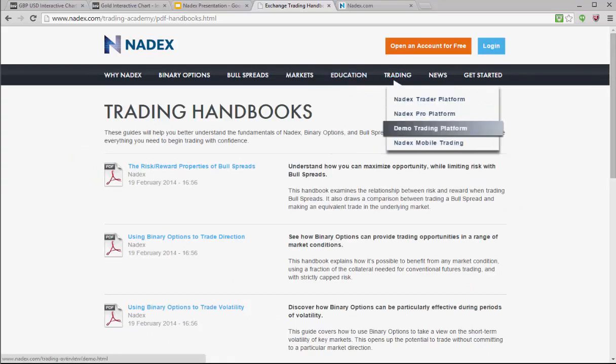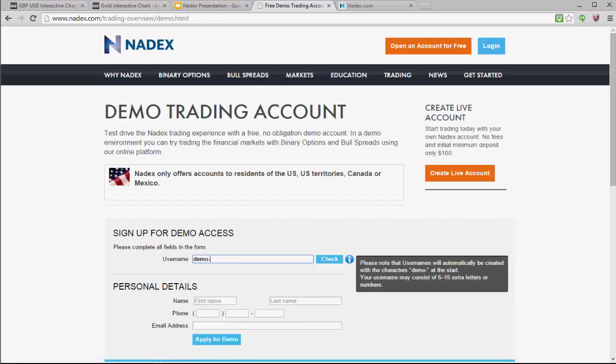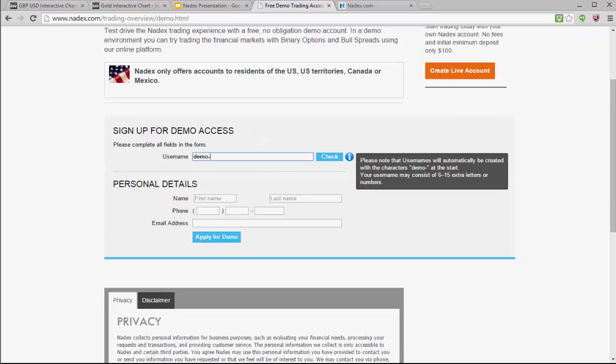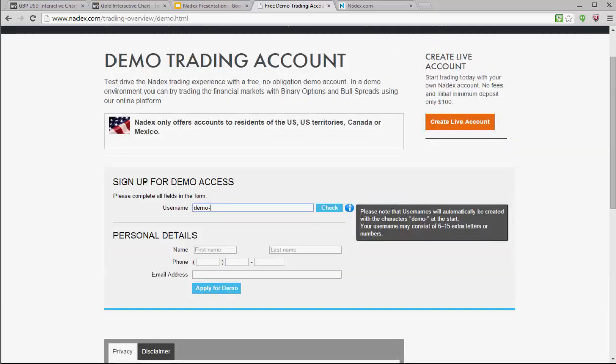When you open up a demo account, you want to go up here where it says trading, demo platform. It couldn't be easier. You'll just type in a username that could be your first name, whatever is an unused name. First name, last name, telephone, email address, boom, you're done. Once again, you have to be a U.S. resident to trade Nadex.